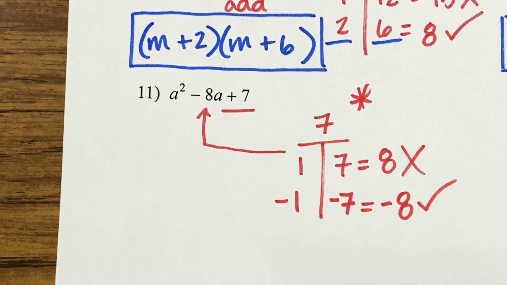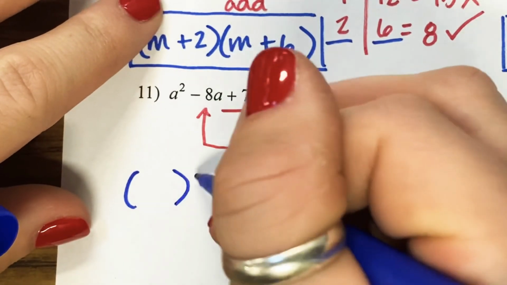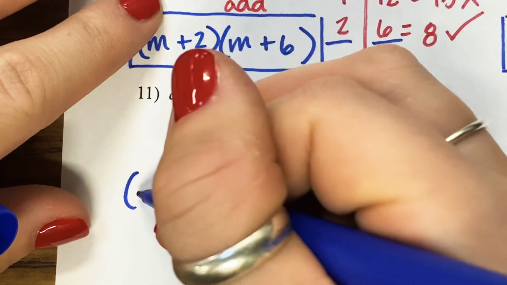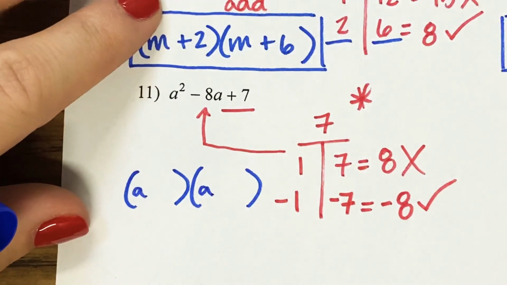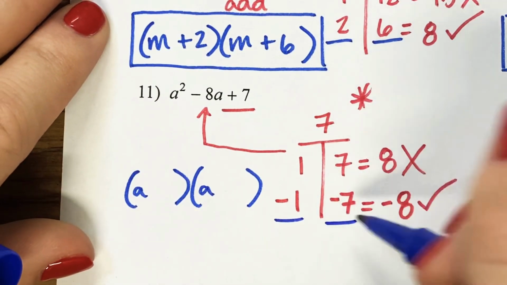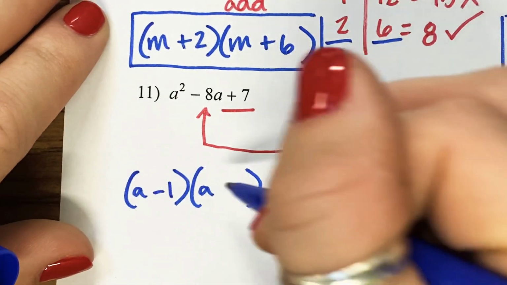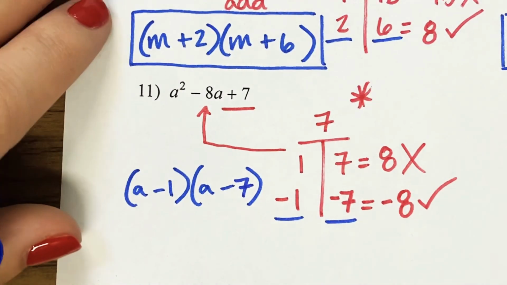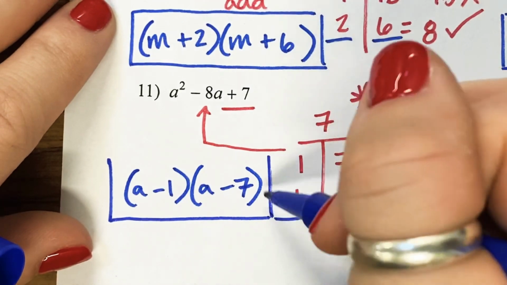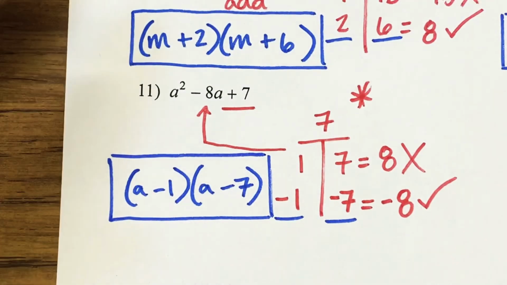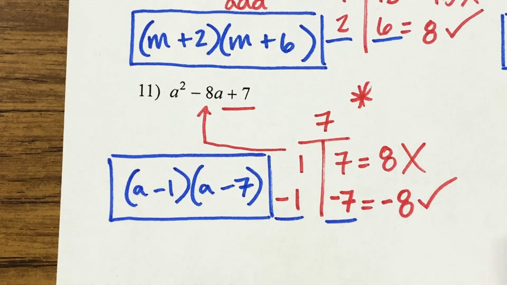But now that we found it, we can go ahead and write our parentheses. Okay, put your variable in front, a and a. And this time it's -1, so a minus 1, and -7, a minus 7. And we factored it.